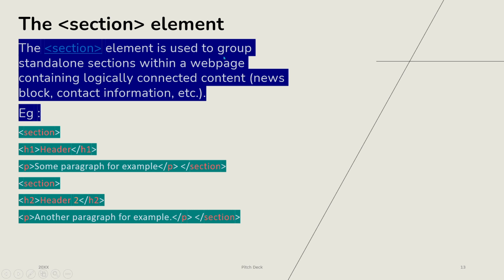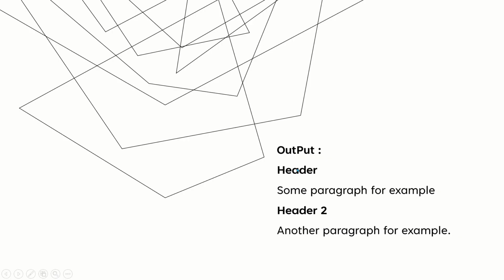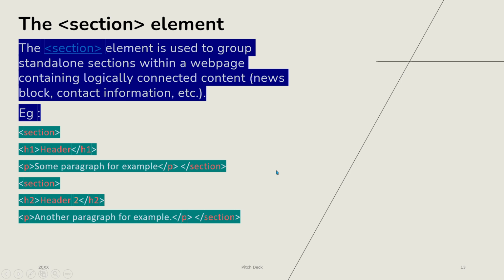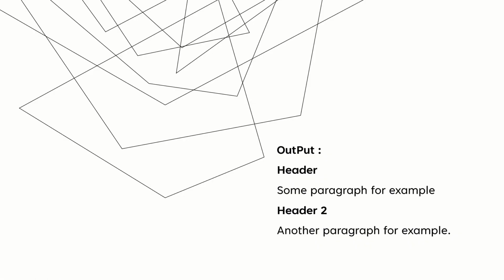So for example, we have this element used to group standalone sections within a web page. In the section, this is the header. We have 6 headers, H1, H2, H3, and so on. This is the paragraph again. So let's see the output. We can see the difference between H1 and H2. H1 has the higher text size.